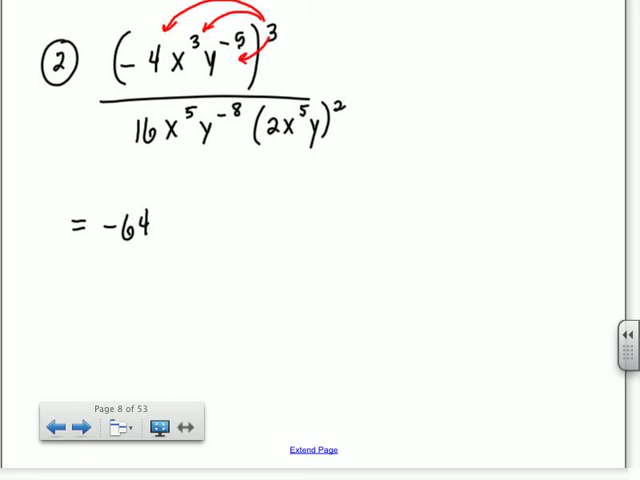What about the 4 to the third? What's 4 to the third? 64. You'll see that a lot. You should know it. All right, how about the x's? What's that going to be?